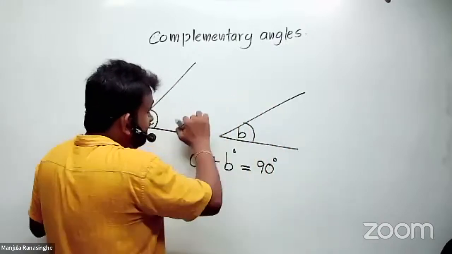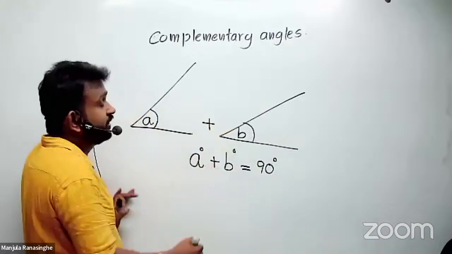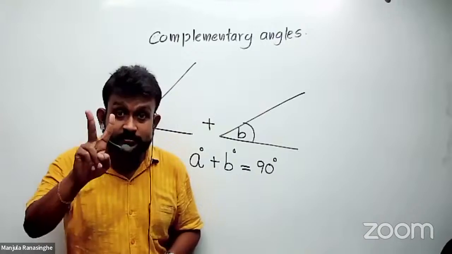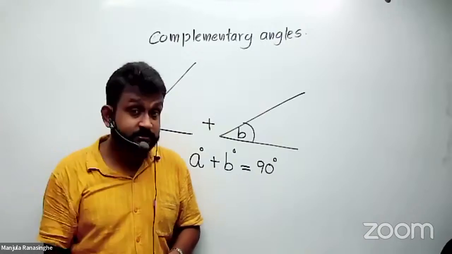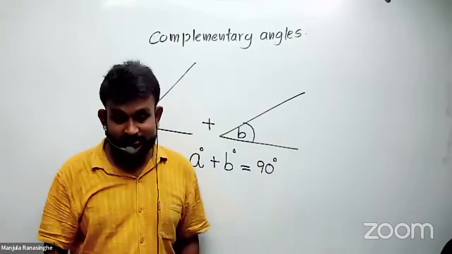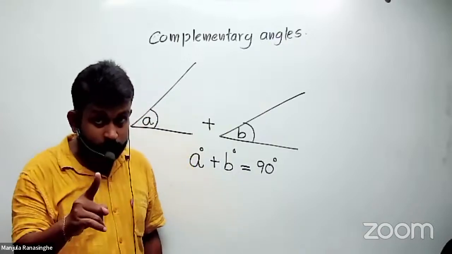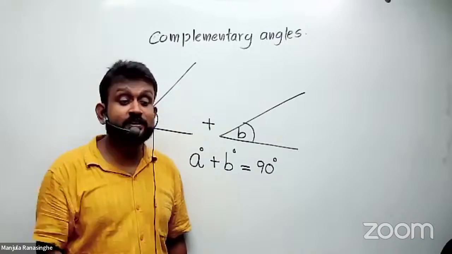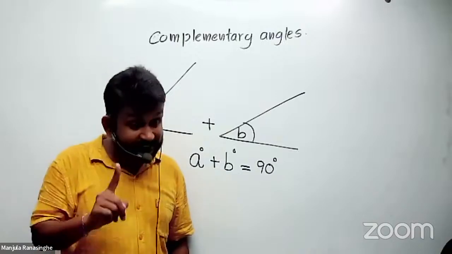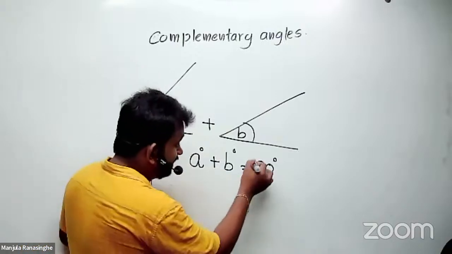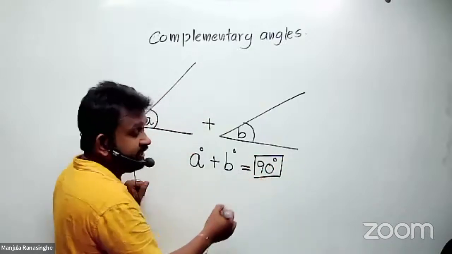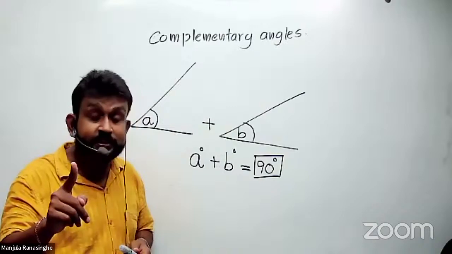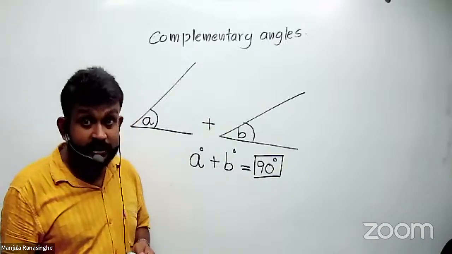If the sum of these angles A plus B is equal to 90 degrees, then we can say that these two angles are complementary angles. So what is the requirement to become complementary? The sum of any two angles is equal to 90 degrees. If the sum of the two angles becomes 90 degrees, then we can say that these are complementary.